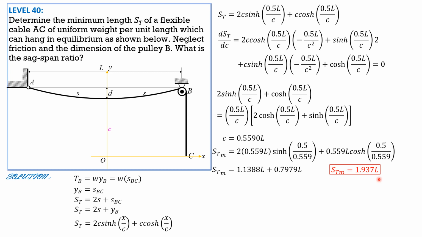Then what is the sag to span ratio? Take note that this is Y, which is YB, which is SBC, C cosine hyperbolic of 0.5L over C. So YB is 0.7979L, the value of this, and it is equated to C plus D. From here, we can solve for D, which is 0.2389 of L. So the sag to span ratio D over L is 0.2389.